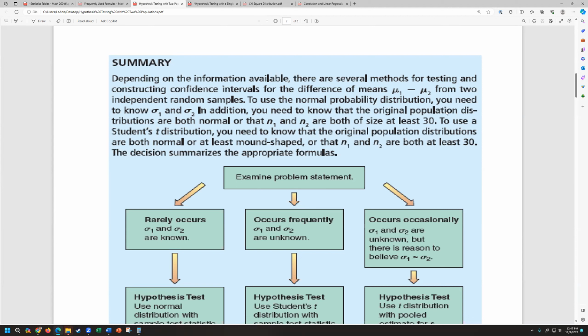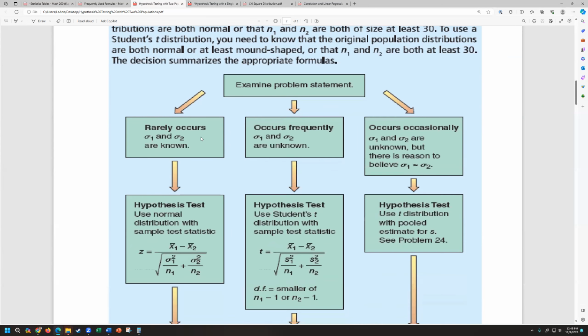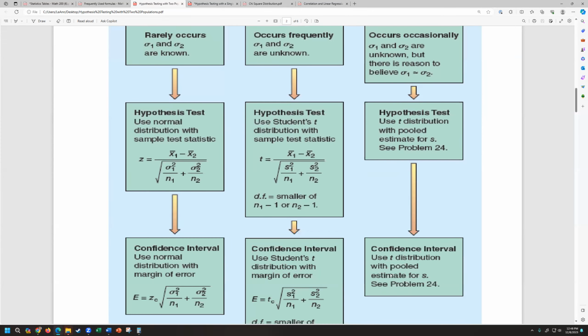In addition, you need to know the original population distributions are both normal, or you have to have both sample sizes bigger than or equal to 30. If we know our sigmas for both, we can use the normal distribution. If we know our sample standard deviations instead of our population ones for both, then we can use the student t. And we will not talk about the last scenario in our class, so you don't have to worry about that one.